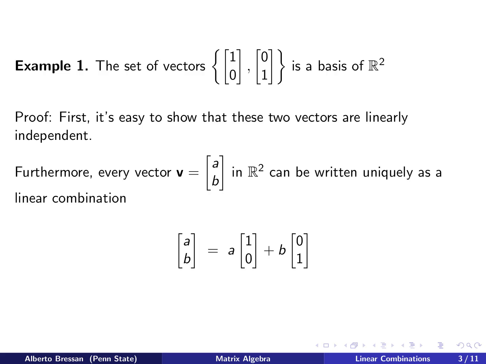Now part 2, we need to show that the span of these two vectors is exactly R2. In other words, any vector in R2 shall be able to be written as a unique linear combination of these two vectors. And in fact, we can easily show that. For a vector with elements a, b in R2, we can write it as a unique linear combination: a times the first vector and b times the second vector.